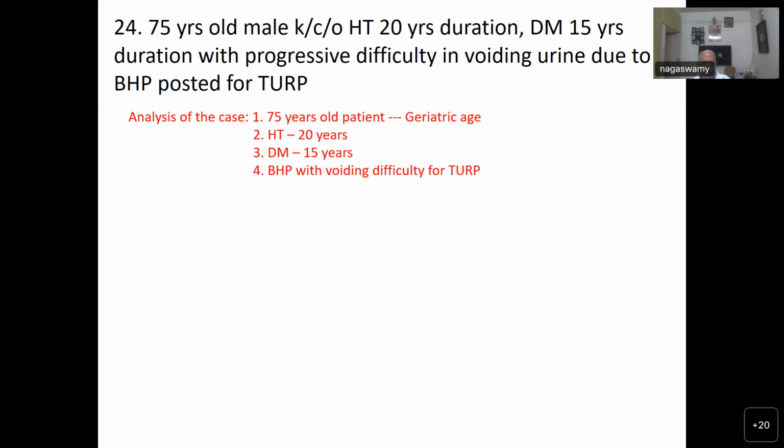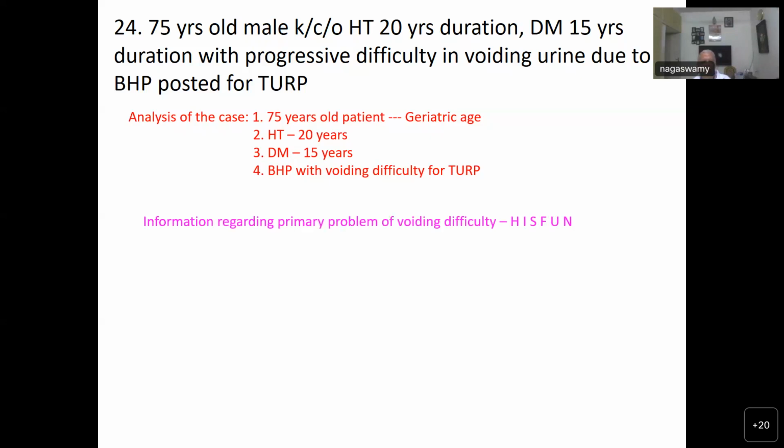If a neglected BHP is there, what can happen to the patient? Supposing he has been having benign hypertrophy for a long time, he did not know that he can get either medical treatment or surgical treatment. What is the complication that it can lead to? He is not voiding completely, so there is always urinary sepsis. UTI is one. Obstructive uropathy, and ultimately renal failure.